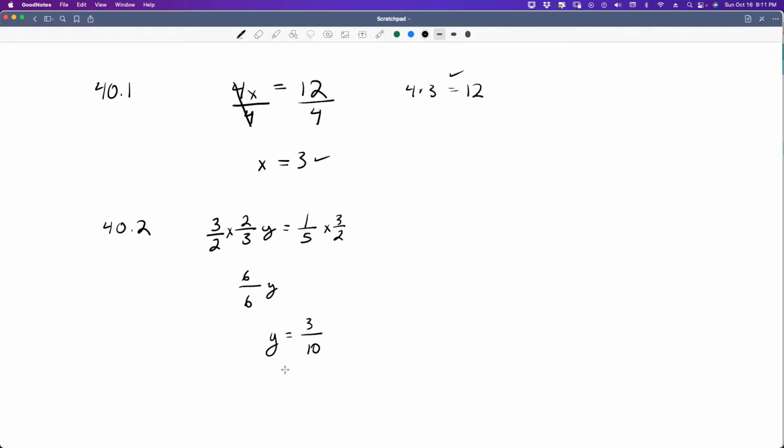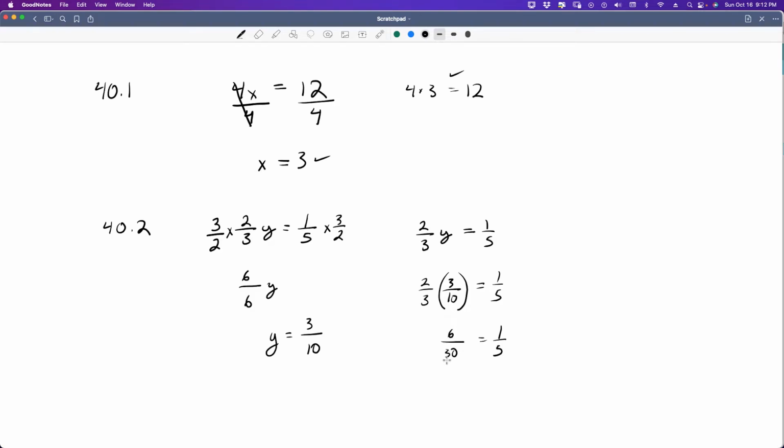So let's check it and see. So the original equation was 2 over 3 times y is equal to 1 over 5. So let's put in the value of y. 2 over 3 times, and I'm going to use multiplication parenthesis here just because it's easier for fractions. And this is another way to write multiplication, with the parenthesis. So 2 times 3 is going to be 6, and then that's going to be over 3 times 10, which is 30, right? This is the original value.